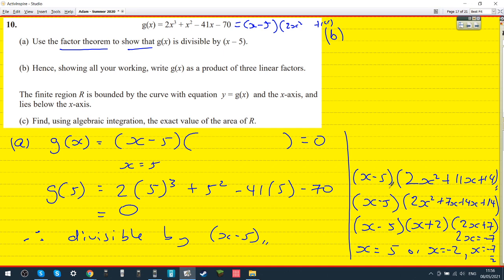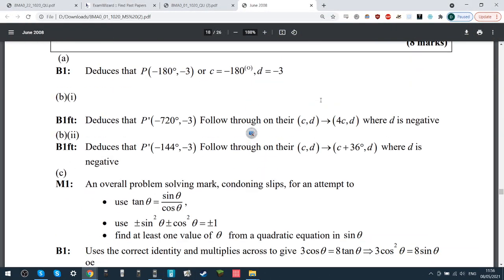And then, I'm a silly student. I actually went and solved it and I didn't need to do that. But you ignore everything after the working out. Let's just see what the mark scheme has to say.